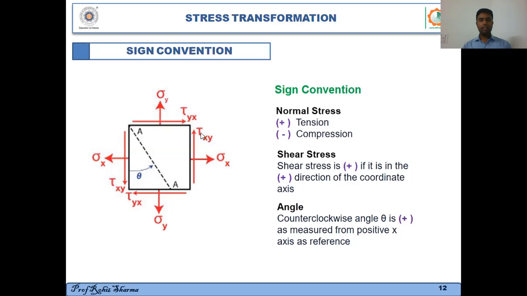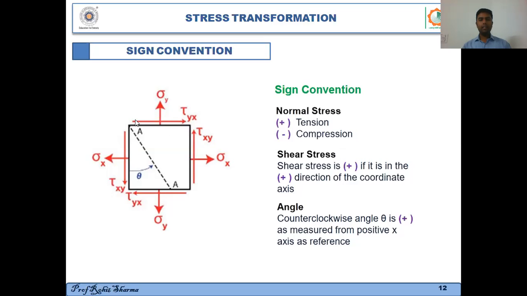This shear stress tau xy is pointing in which direction? It is pointing in the positive y direction, and it is acting on which face? It is acting on the positive x face, right? So the stress is positive on positive. This shear stress is acting on a positive face in a positive direction, so in that case, I would consider the sign of this shear stress as positive.